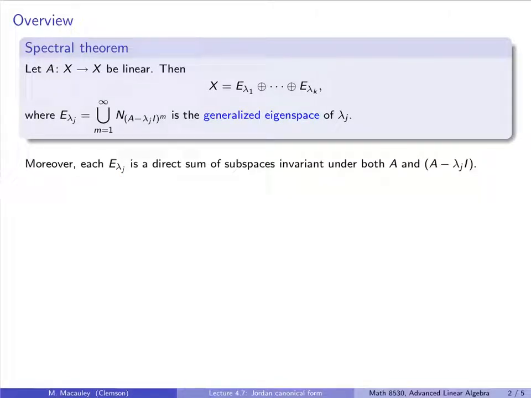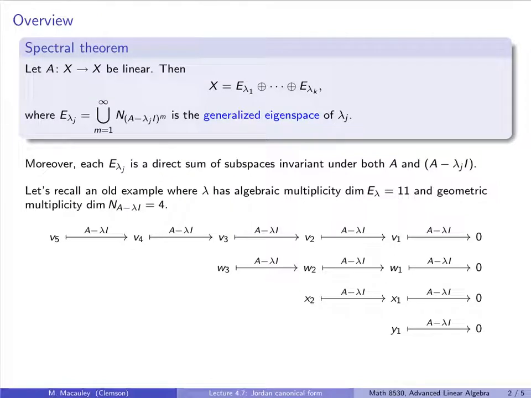Now, if we focus in on a particular generalized eigenspace, E lambda j, then that will be a direct sum of subspaces that are invariant under both A and A minus lambda j I. Recall that a subspace is invariant under A if and only if it's invariant under A minus lambda j I, because this scalar times the identity doesn't really change anything. That's something that we proved a couple lectures ago.